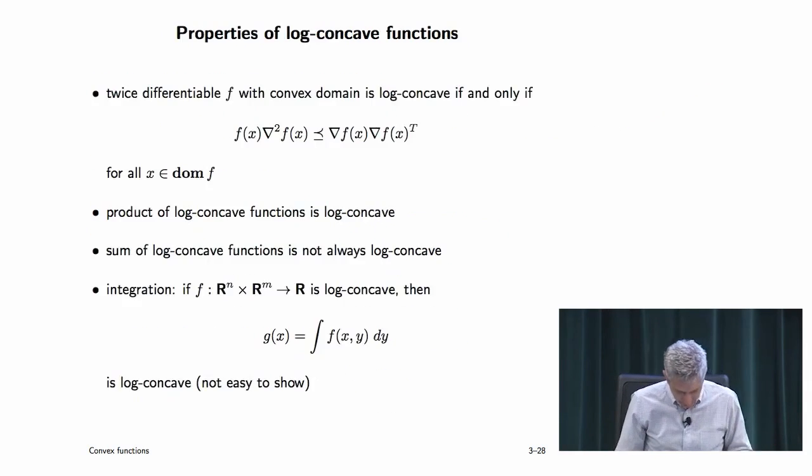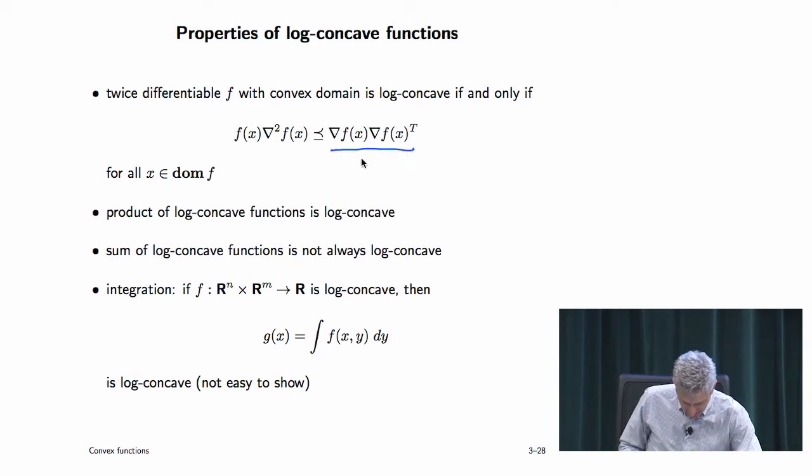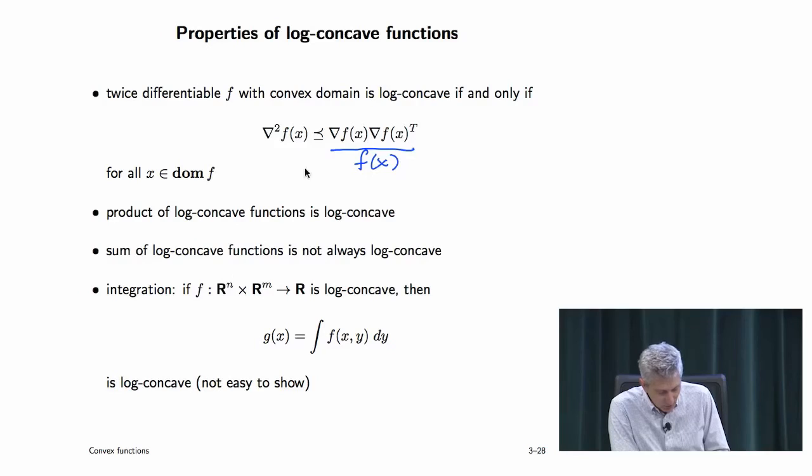Okay. Well, let's look at some properties of these. Well, the first is, one condition is this. You can say that a twice differentiable f with convex domain is log concave if and only if this inequality holds. And we can rewrite this another way. I'll just erase this part. It's this inequality. Now, concave would be if the right-hand side of this expression were 0, right? If that was the 0 matrix, that would be a concave function.